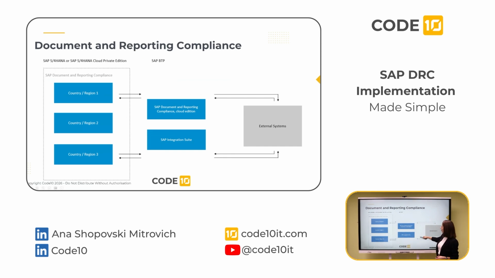And then we have SAP BTP, the middleware part. DRC, the cloud edition, is a BTP enablement, or Integration Suite, depending on which solution we are talking about. We have the external system that receives the message and then sends the response, and the message is propagated back to SAP, where we have the reconciliation of all the documents.